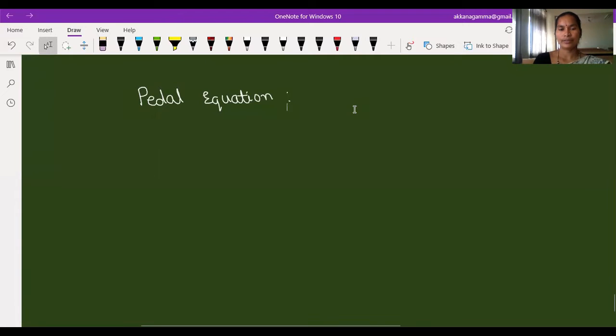Hello friends, now we are discussing the pedal equation. As we know, the equation we are using is P = R sin phi, the pedal equation. Now we'll discuss the working rule, how to solve this equation.